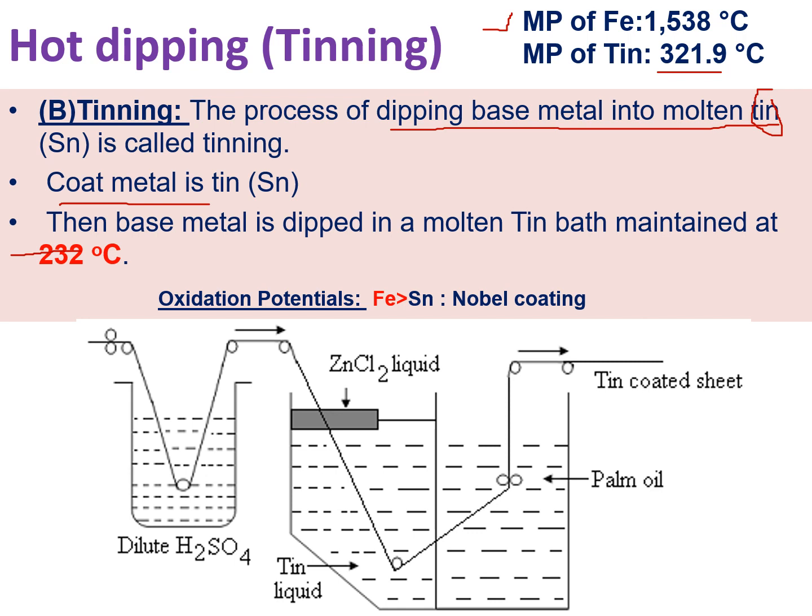So iron, having a melting point of 1538 degrees centigrade, we don't have any problem of it becoming an alloy. So only surface coating will happen. Why? Because the melting point of iron is greater than that of tin, so there is no issue with that.